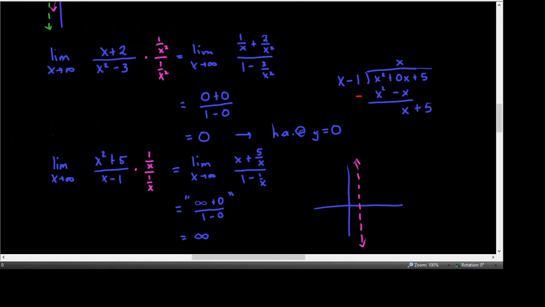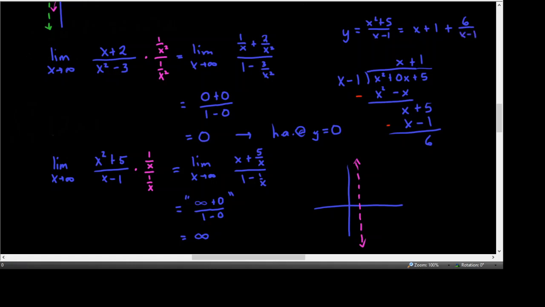What do you multiply x by to get x? The answer is positive 1. So put plus 1 up there. 1 times x minus 1 is x minus 1. Then you subtract. X minus x, of course, is 0. 5 minus negative 1 is 6. And so y equals x squared plus 5 divided by x minus 1 is equal to the quotient part of that, x plus 1, plus the remainder part of that, 6, over the divisor, x minus 1.